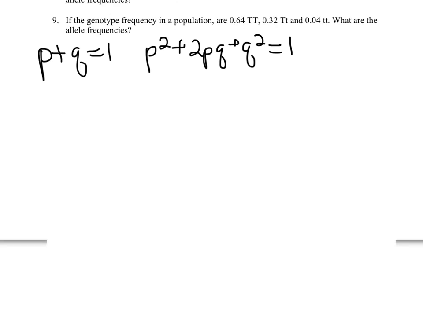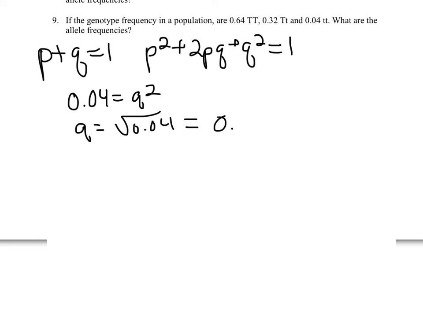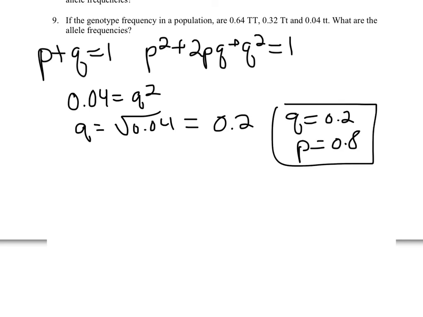The genotype frequencies in a population are 0.64 big T big T, 0.32 big T little t, and 0.04 little t little t. What are the allele frequencies? I'm going to solve this the way I think is easiest. 0.04 equals Q squared, which means Q equals the square root of 0.04, which equals 0.2. So Q equals 0.2, and that means P equals 0.8, and that's what they're asking for. This is the frequency of your little t and this is the frequency of your big T allele in the population.